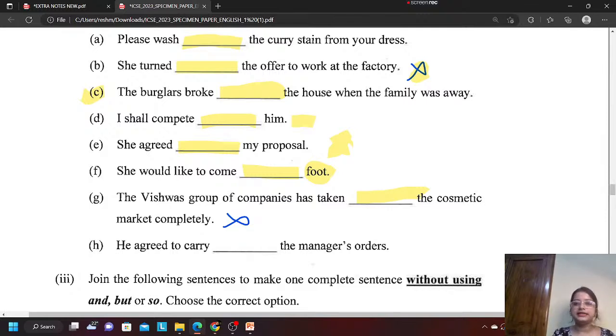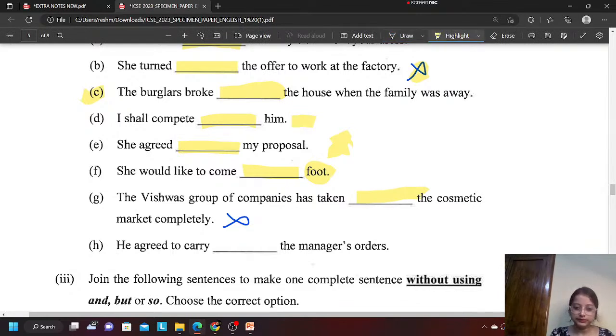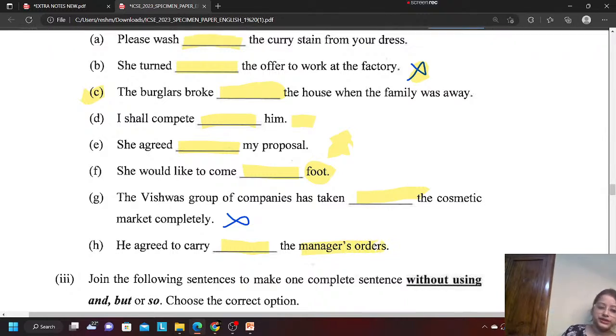He agreed to carry dash the manager's orders. Now that means you are following your manager's orders. For following, what is the thing that you are going to use as a phrasal verb?